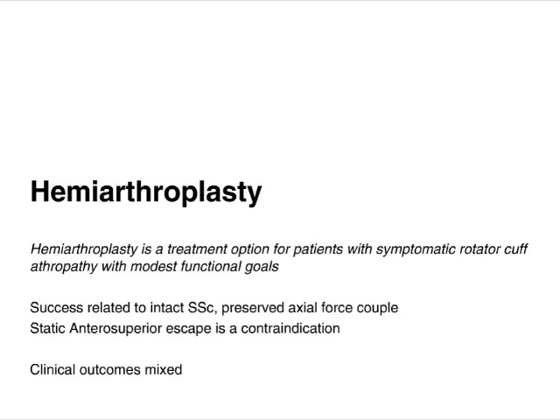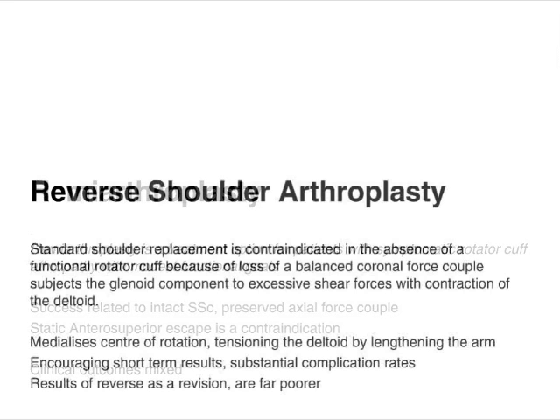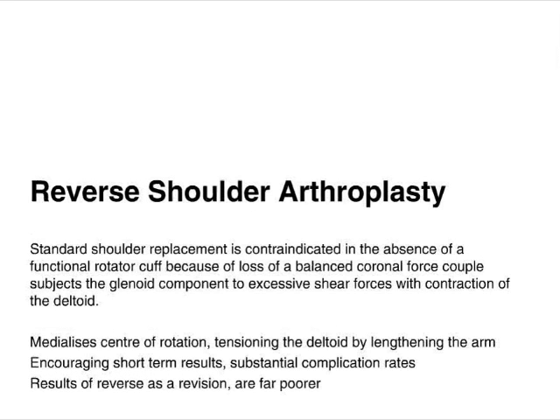Moving on to our reverse shoulder arthroplasty. Standard shoulder replacement is contraindicated in the context of these big rotator cuff tears because you've disrupted the mechanics of the fulcrum of the glenohumeral joint. You actually subject a classical glenoid component to a lot of shear forces, and this ultimately causes problems with bone structure.